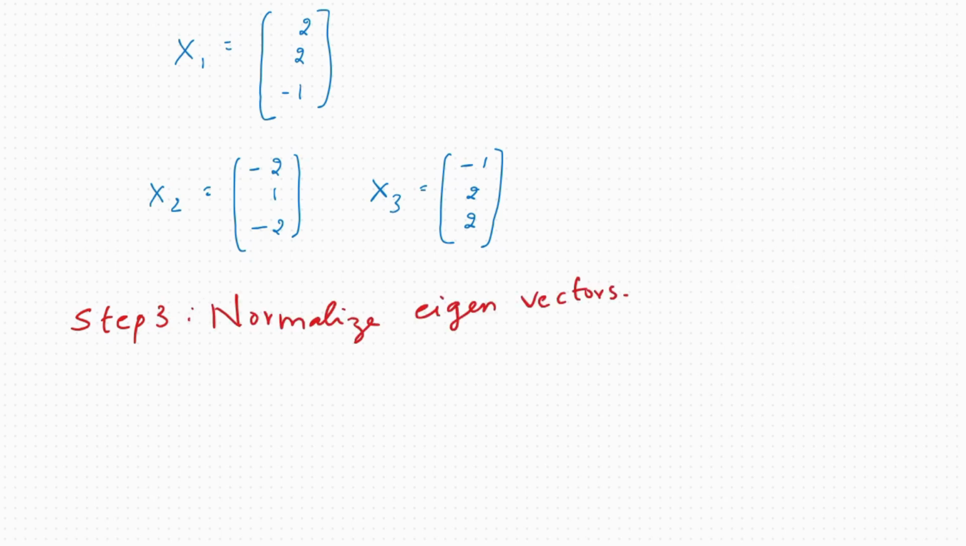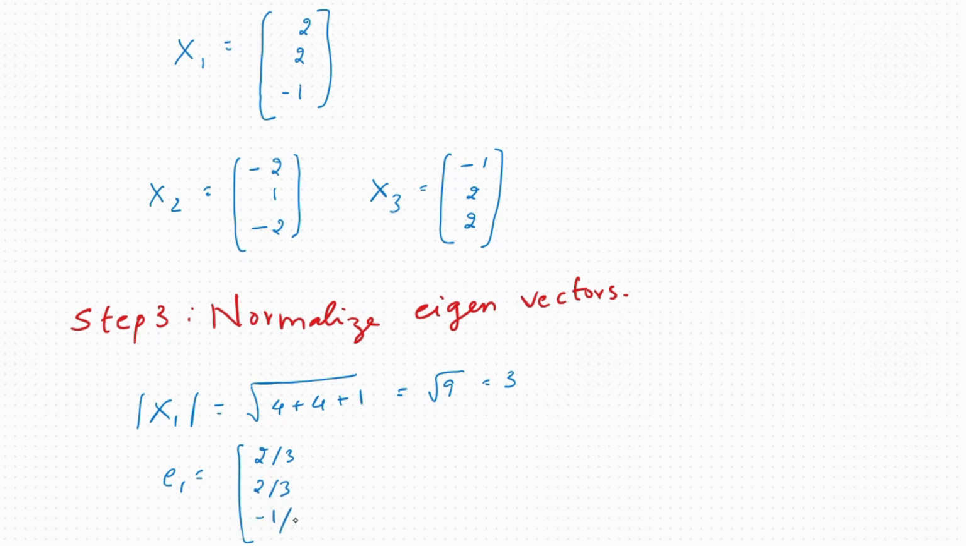Third step is normalizing the eigenvectors. To normalize the eigenvectors, let's consider the first vector. To find the mod of x1, we are going to square all the three values x1, x2 and x3. So 4 plus 2 square is again 4 plus minus 1 whole square is nothing but 1. So root 9 is equal to 3. Vector will be 2 by 3, 2 by 3 and minus 1 by 3.